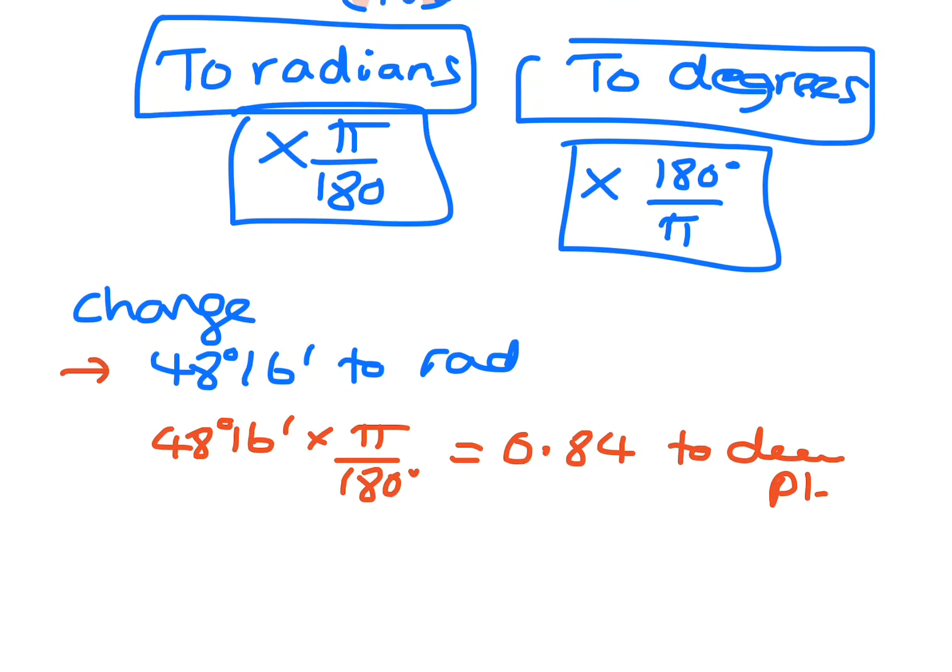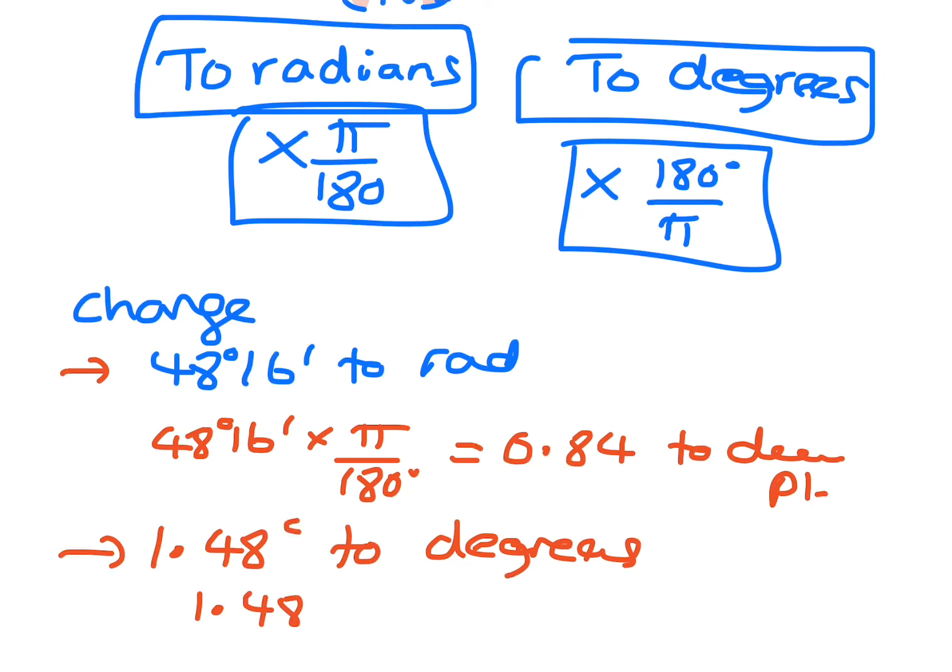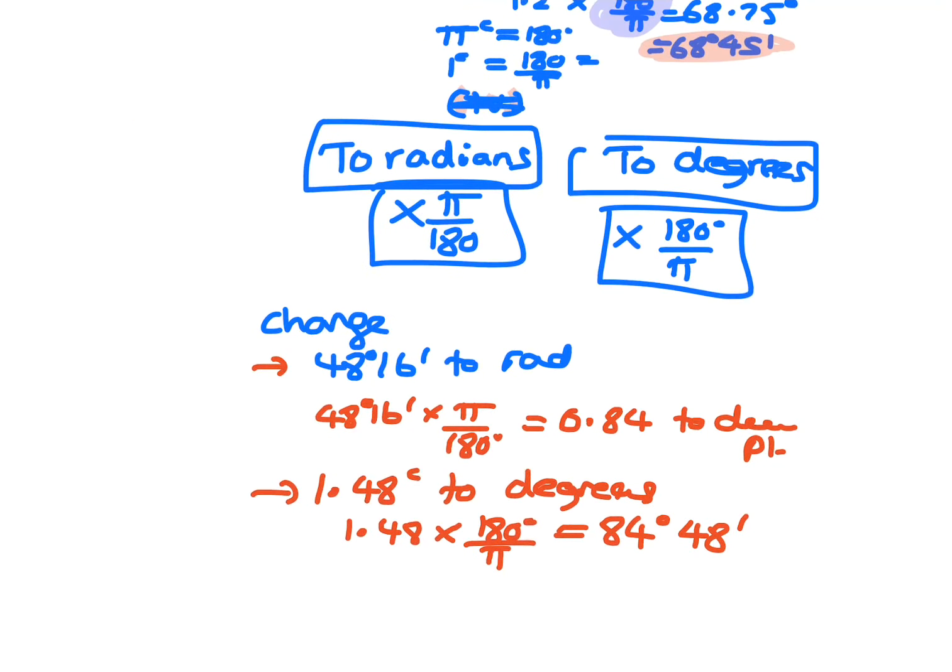Okay, so let's just say we had 1.48 radians, and we want to change it to degrees. So the difference is, if you want to change it to degrees, you go 1.48, you put the degrees on top, which is the 180, and then you put the pi on the bottom. You get 1.48 times 180 divided by pi, and you end up with, if you press your degrees-minutes button, 84 degrees and 48 minutes.